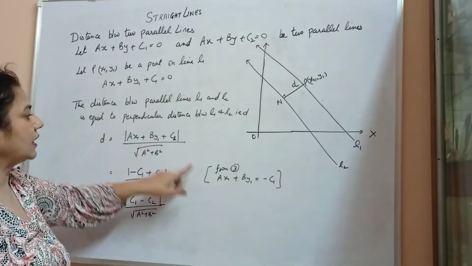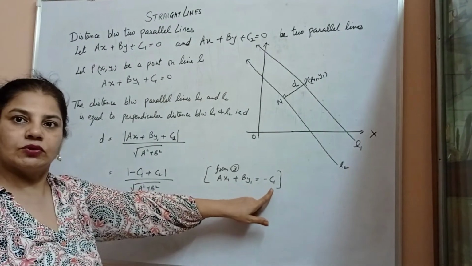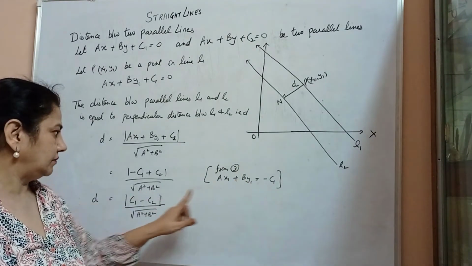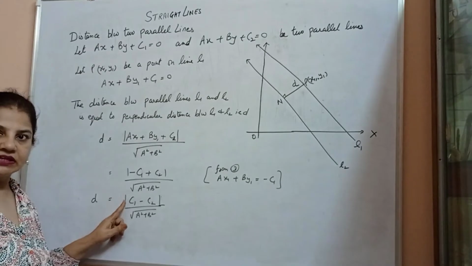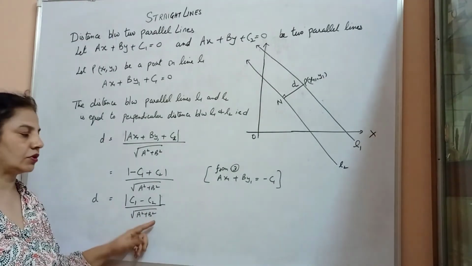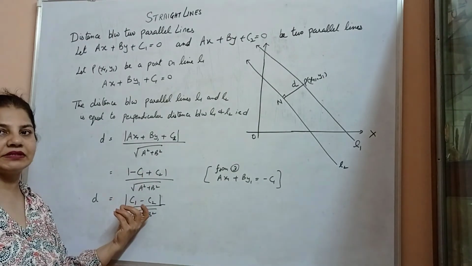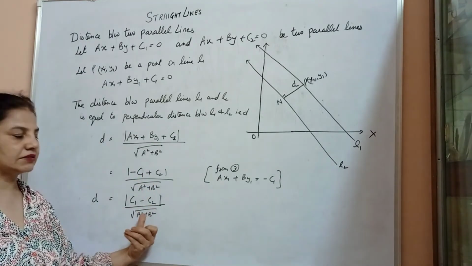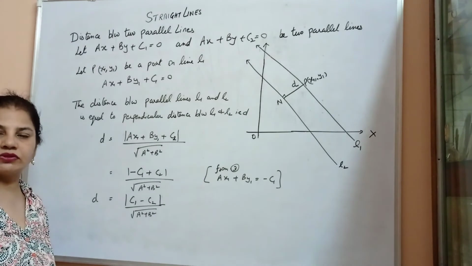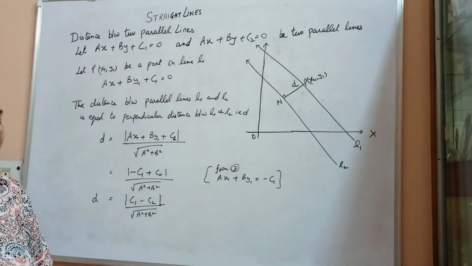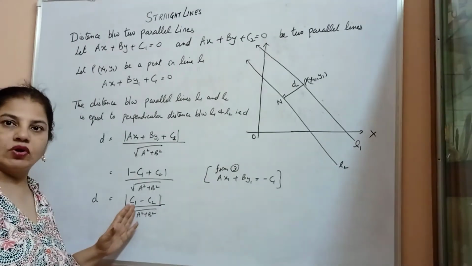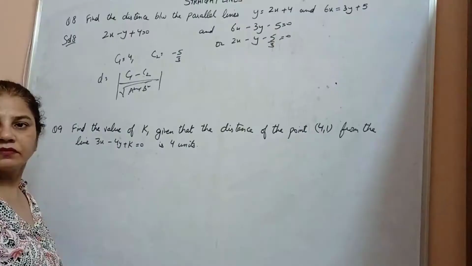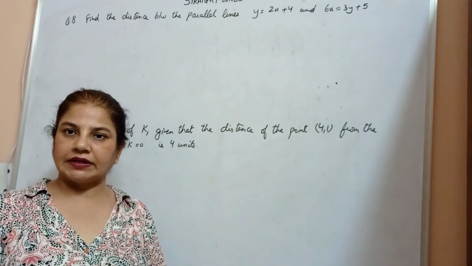From equation 3 we get ax1 plus by1 is equal to minus c1. So we substitute the value of ax1 plus by1 as minus c1. So we get mod c2 minus c1 upon under root a square plus b square. Since it is a mod, it makes no difference, so instead of writing c2 minus c1, we can write c1 minus c2. So the distance between the two parallel lines is given as mod c1 minus c2 upon under root a square plus b square.